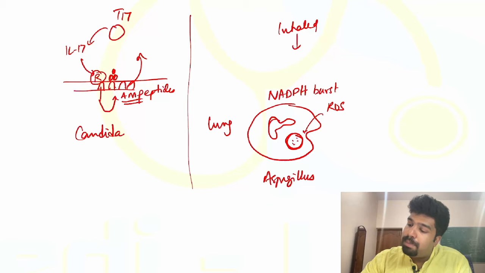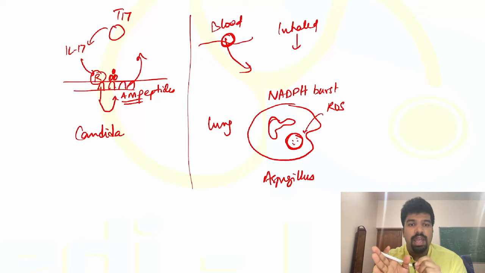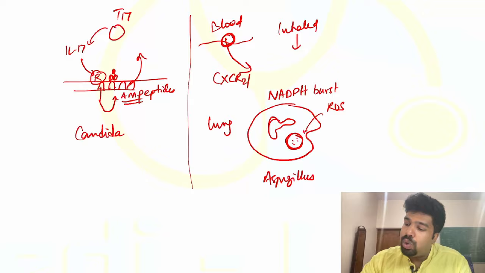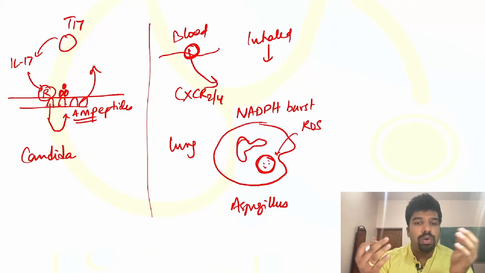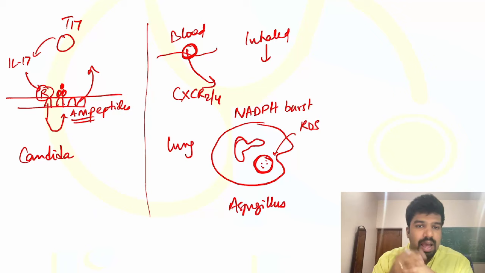So from the blood, you're going to have the neutrophil that is marginating and diapedesis is happening and coming into the lung. This is because of CXCR2 and 4. This is a chemokine receptor, and the chemokine receptor is going to use chemokines released by the lung and the lung damaged macrophages. The neutrophil is going to come from the blood into the lung, where it finds the fungus, phagocytizes it, puts it into a phagolysosome, uses the NADPH burst and kills it.